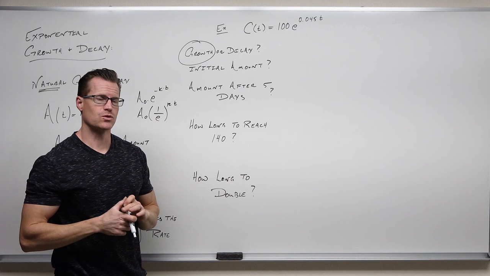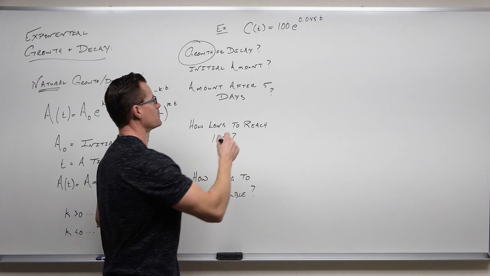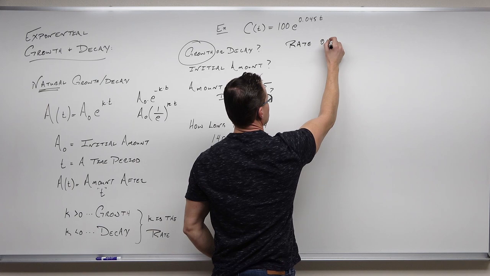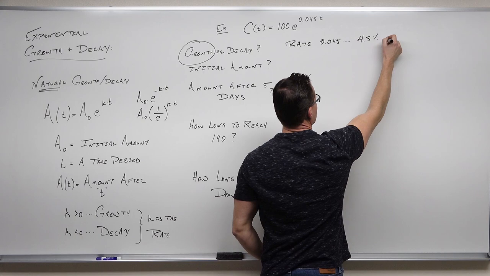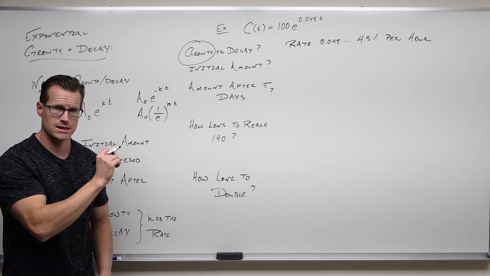And you could write the rate. The rate is 0.045 or 4.5% growth per time period. And let's say that if our time is hours, that would be 4.5% growth an hour. So every hour, this bacteria is growing 4.5%. Every single hour that's happening.